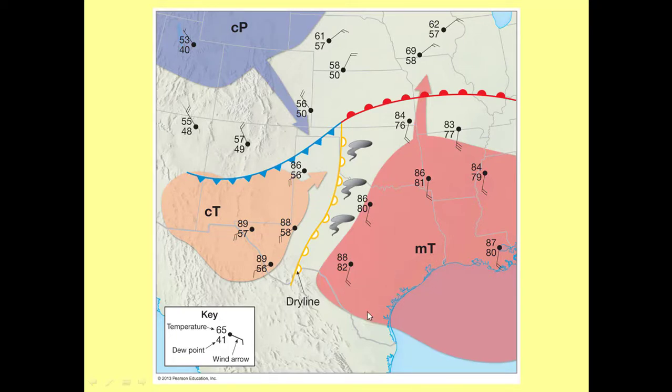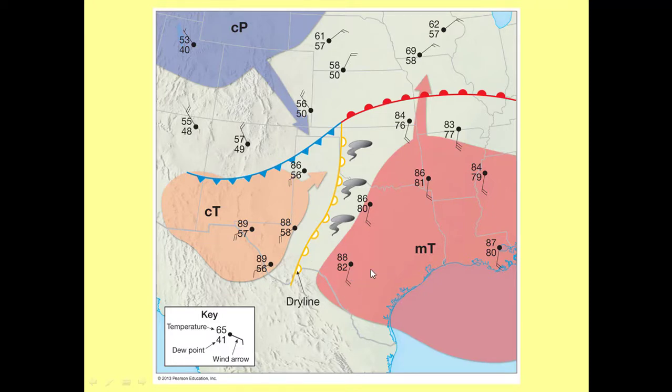And so what you notice here is that all the temperatures on both sides of the dry line are running in the mid to upper 80s. So it's still very, very warm, but the main difference is the dew points. On the continental tropical side, you have dew points in the mid 50s. So that's very dry air, or relatively dry air.